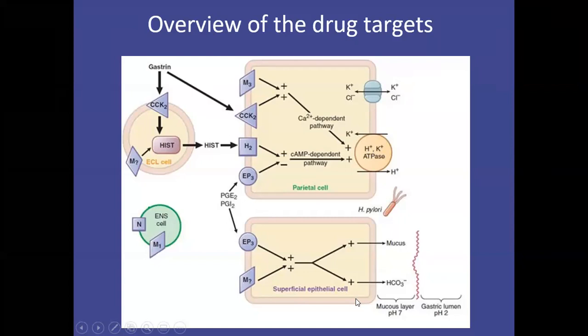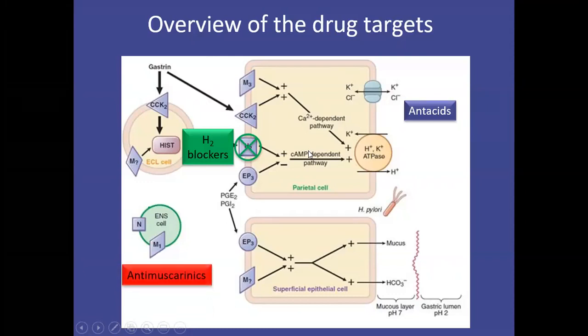So based on this schematic representation, let's discuss the drugs. The first drugs, the drugs which neutralize acid will act on the lumen. They neutralize acid. The second class of drugs, H2 blockers, they will act on the H2 receptors and eventually will decrease the synthesis of acid into the lumen.